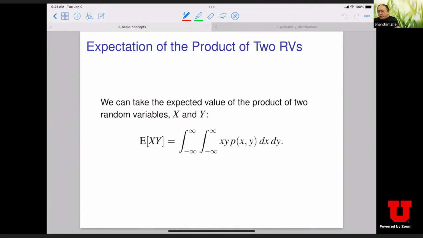And we can also consider the expectation of the product of two random variables. If you want to look at the expectation of X times Y, just do the integration of XY times the joint density of XY. This can be extended to an even more general case, like if I want to look at the expectation of a function of two random variables, you just replace XY by this function. Okay. Then that's it.